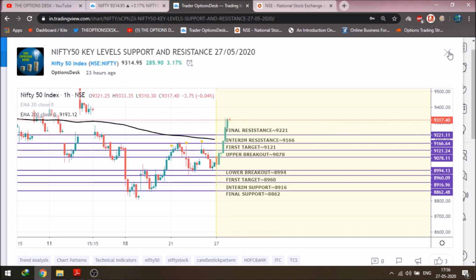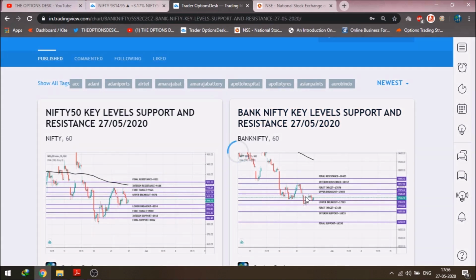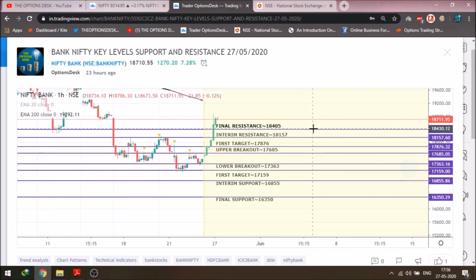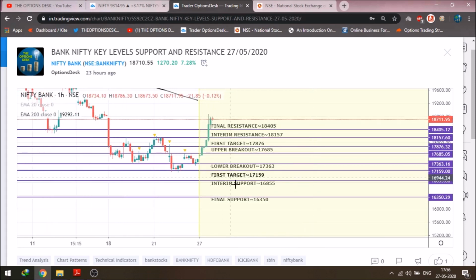So this was the Nifty 50 chart, and now let's see how the Bank Nifty performed today. The Bank Nifty showed a very tremendous move. Many people have made a very decent profit, and the Bank Nifty, I think, went to 18,800 plus levels. So as you can see, the Bank Nifty did cross as the upper breakout was there.